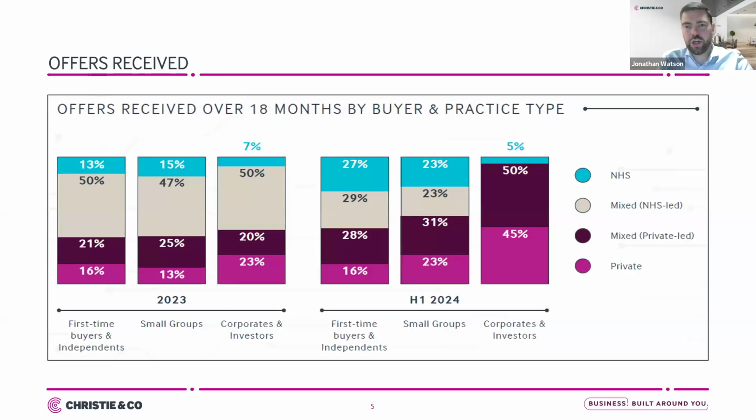So this slide shows what type of practices people are buying, and I think the major trend has been what the corporates are buying, as I've mentioned. If you look at the end of the third bar on the 2023 slide, and also the third bar on the 24 slide, the chart on the right, you can see that corporates have all but pulled out of NHS practices, and certainly been concentrated on both integration and periods of consolidation, but also have clearly shifted to the private market.